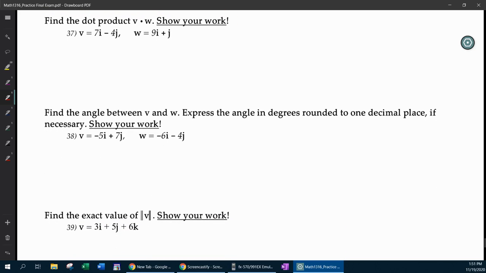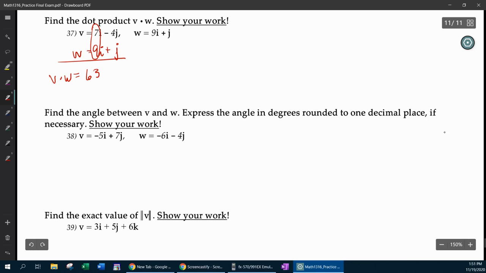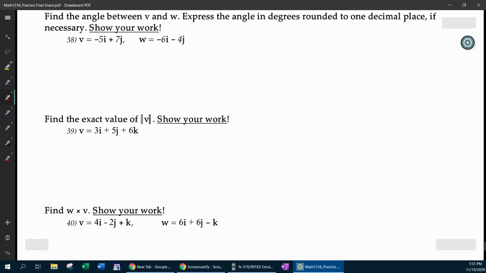Next, find the dot product. Remember, product means stack them. So we're going to write w underneath v. We're going to stack them. And v dot w, the dot product, that says to multiply the a's together. 7 times 9 is 63. Multiply the b's together. Negative 4 times 1 is negative 4. And then you're going to take those two values and add, or in this case, subtract. And that's going to give us a dot product of 59. And that's done. I mean, that's all there is to the dot product. Pretty easy.